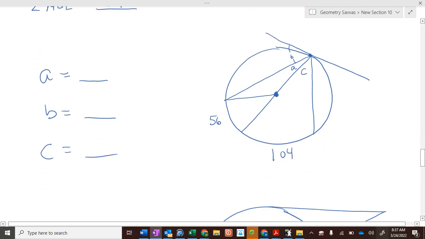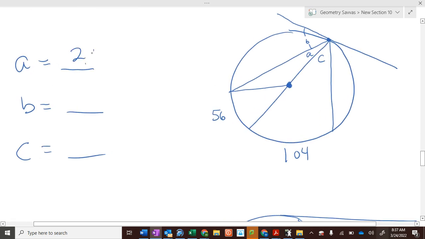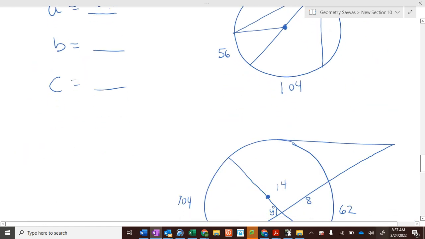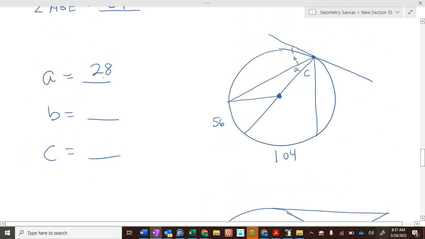How big is A? 28, because it's half the arc of 56. What's left for angle B then? If A is 28, what's left for B?